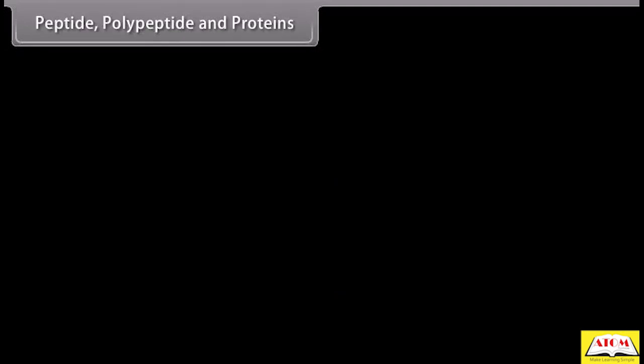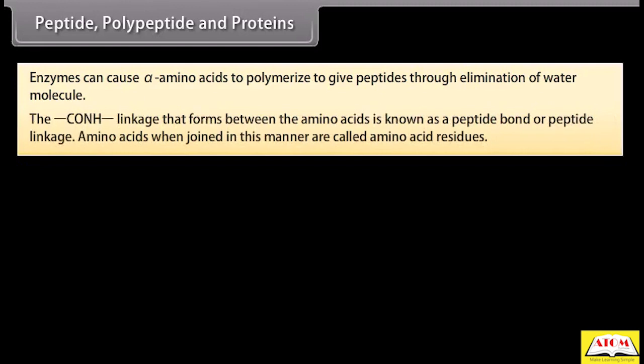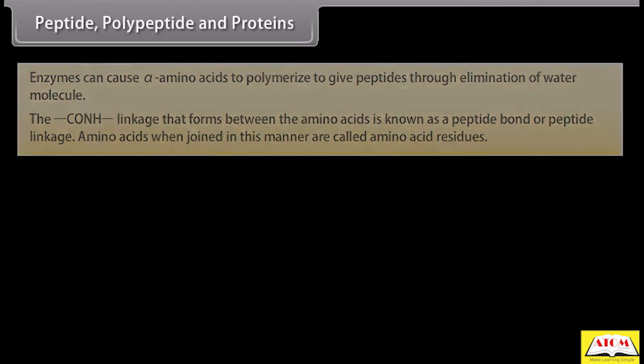Peptide, polypeptide, and proteins. Enzymes can cause alpha amino acids to polymerize to give peptides through elimination of water molecule. The CONH linkage that forms between the amino acids is known as a peptide bond or peptide linkage. Amino acids, when joined in this manner, are called amino acid residues.